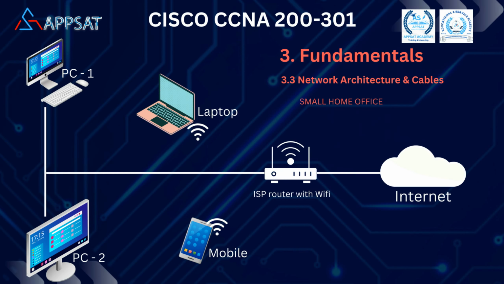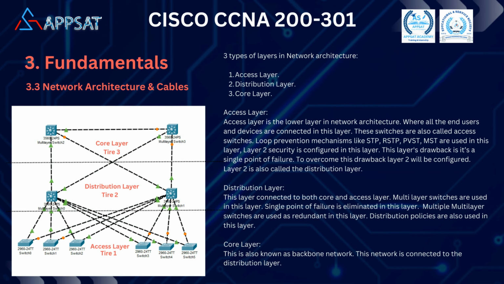In a home network, all the Wi-Fi and wired devices are connected to a Wi-Fi enabled router. This router is configured with ISP settings to connect to the internet. Now we will learn about network architecture. There are three layers in network architecture: access layer, distribution layer, and core layer.